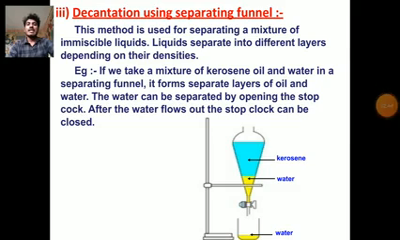Next one is decantation using a separating funnel. This method is used for separating a mixture of immiscible liquids. The liquids separate into different layers depending on their densities. For example, if we take a mixture of kerosene oil and water in a separating funnel, it forms separate layers of oil and water. The water can be separated by opening the stopcock. After the water flows out, the stopcock can be closed.